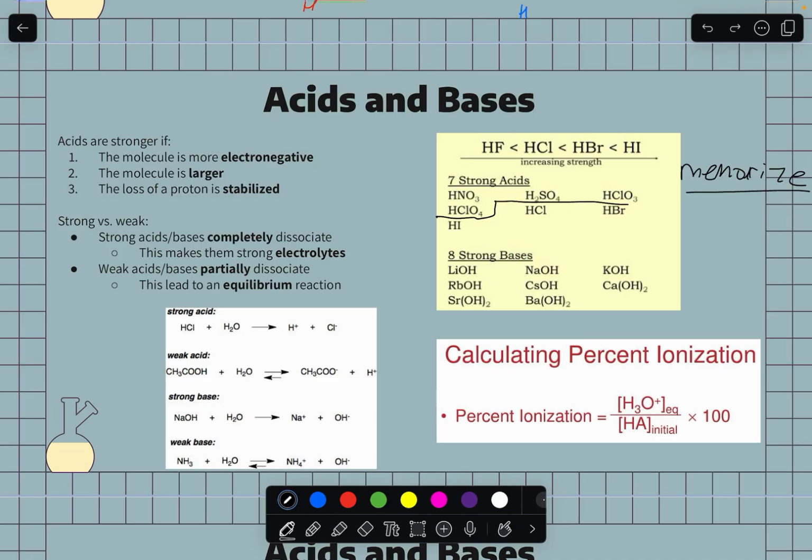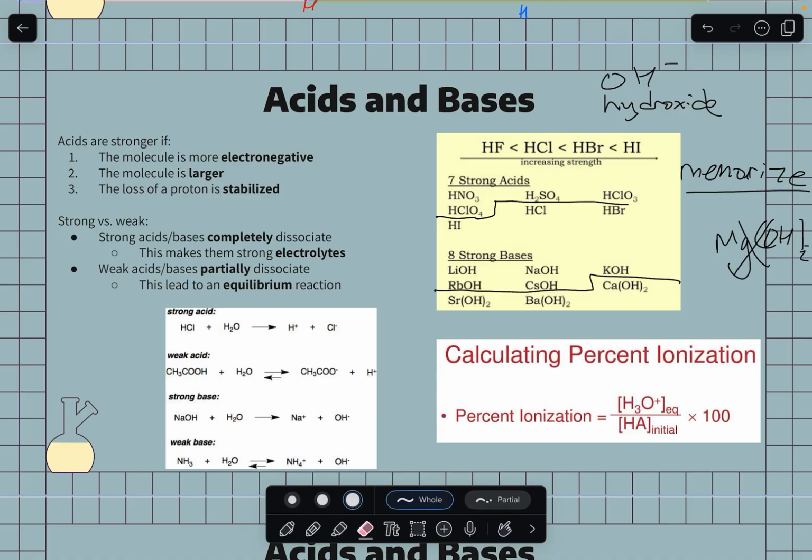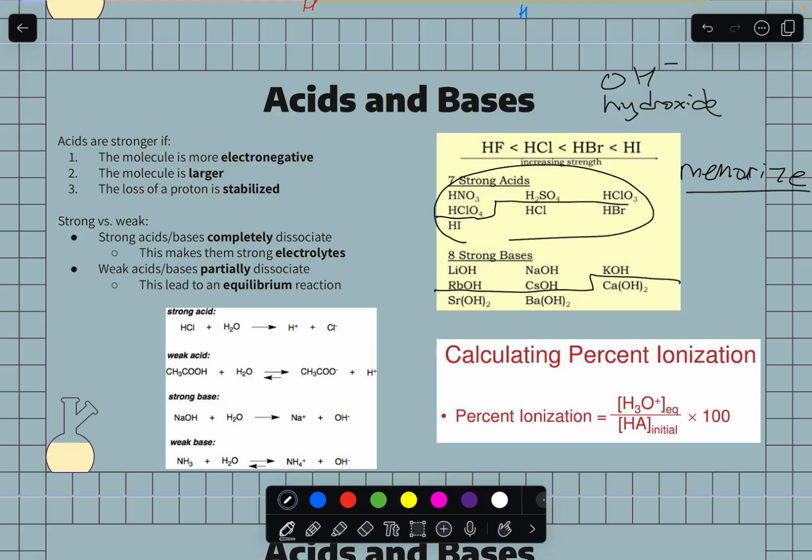For your bases, we can also separate this into two groups. Your first group is group 1 elements, so lithium, sodium, potassium, rubidium, and cesium. Those with the hydroxide, the OH minus. So OH minus is hydroxide. Those are strong bases. And also group 2, calcium, strontium, and barium are strong bases. Note here that magnesium is not a strong base. So make sure you memorize these. Group 1 and group 2 bases, not including magnesium, are strong. And then know these strong acids.